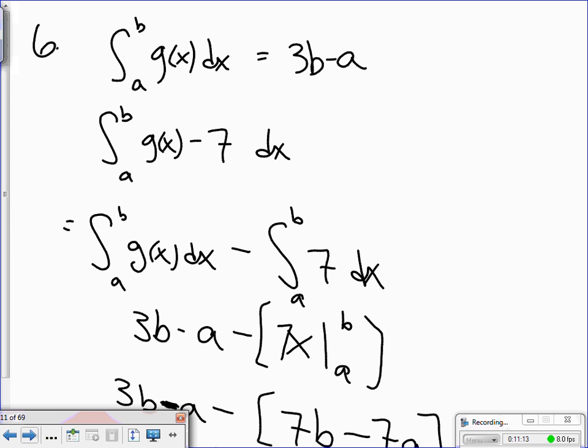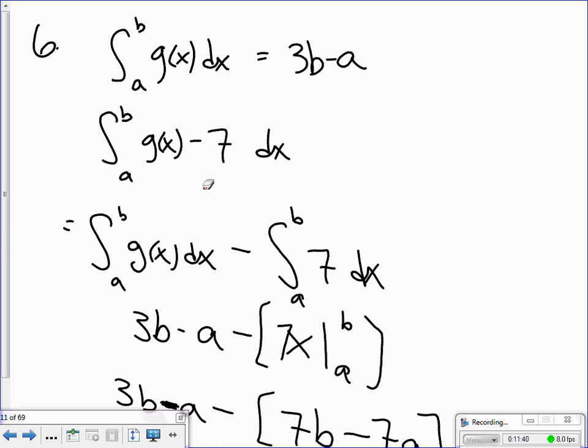Maybe not. Okay. They give you the value for number 6: the definite integral of g of x is 3b minus a. I just tell you that. But then they say, okay, so what's the value of the definite integral of g of x minus 7? What are we allowed to do when we take the definite integral of a sum or a difference? Break them up, take it separately, right?